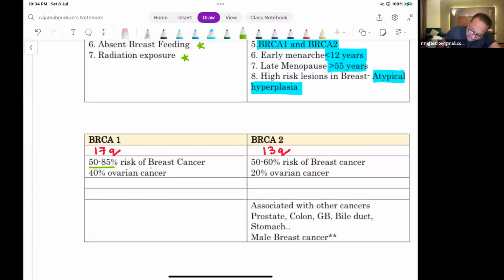50 to 80% develop breast cancer, 40% develop ovarian cancer; 50 to 60% develop breast cancer, 20% ovarian cancer. BRCA1 is triple negative, worst prognosis. They develop what cancer? Basal type cancer. BRCA2 is triple positive. They have best prognosis.